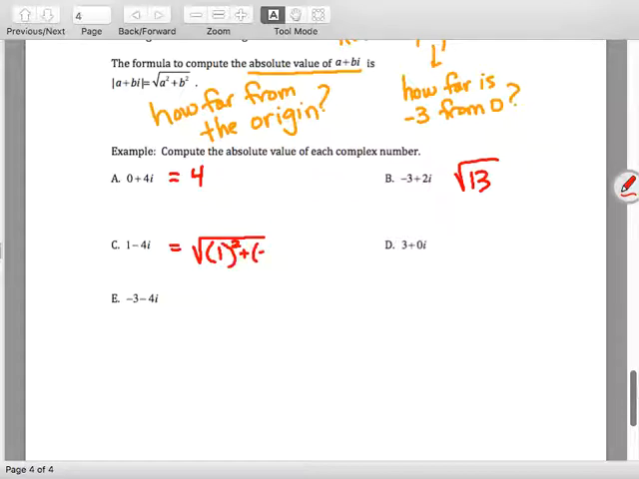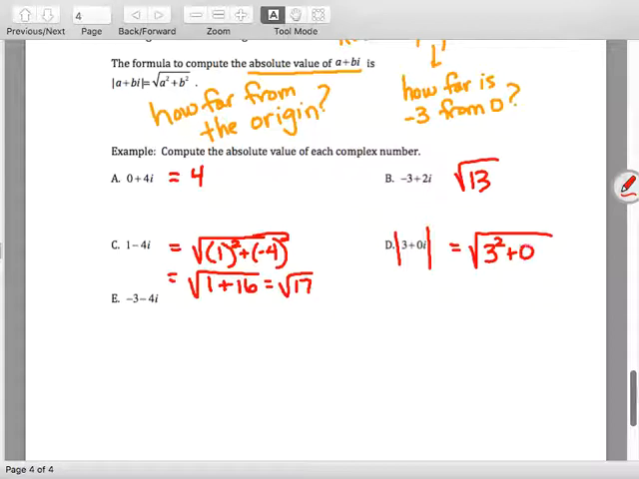So look, in letter C, if I want the absolute value, it's the square root of 1 squared plus -4 squared. Well, 1 squared is 1, -4 squared is positive 16, so it's the square root of 17. All right, the absolute value of 3 plus 0i is the square root of 3 squared. Now, when I say B squared, it's not BI squared, it's just the B, what's in front of the I. So this is the square root of 9, which is 3.